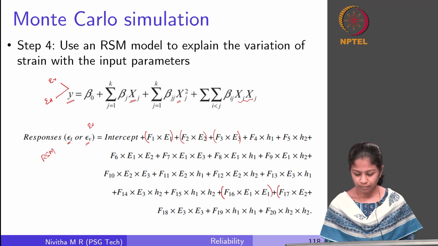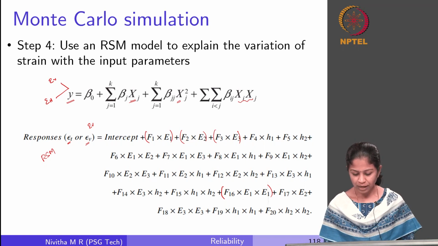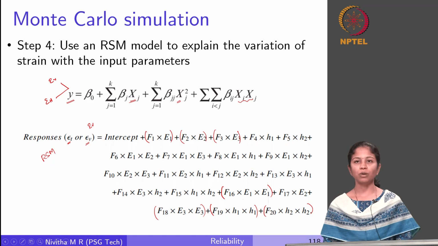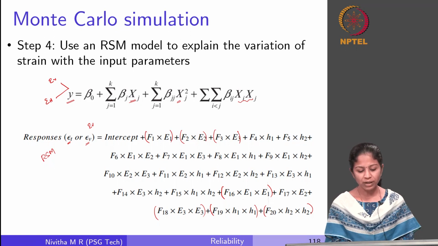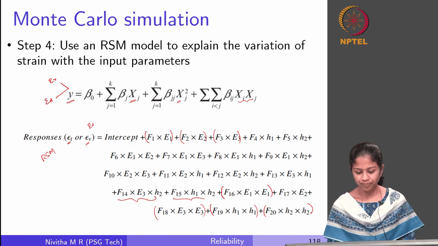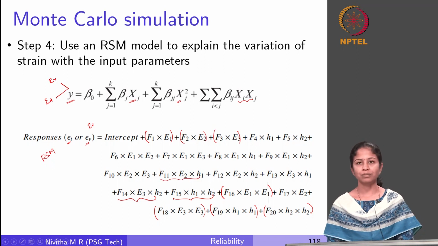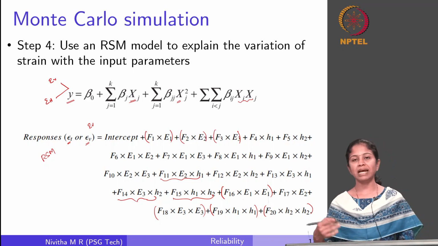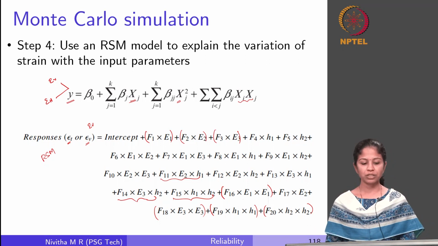If you look at this, we have H1 square, H2 square, and this is E3 square. So all these square terms are there. Then you can see this has the interaction terms. So all these are interaction terms. This model takes into account the interaction among the parameters and the square terms, which are used to predict the critical strain value.